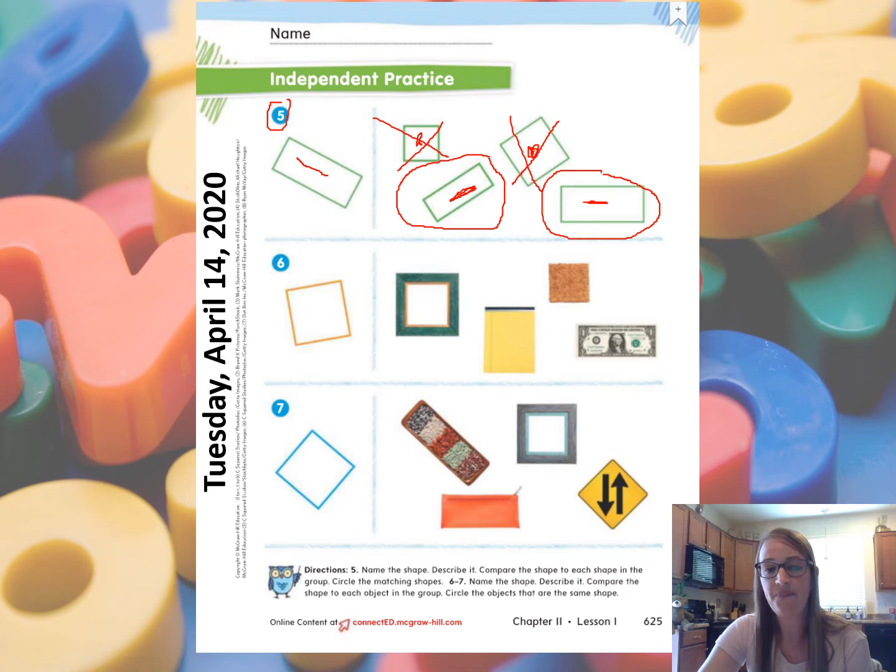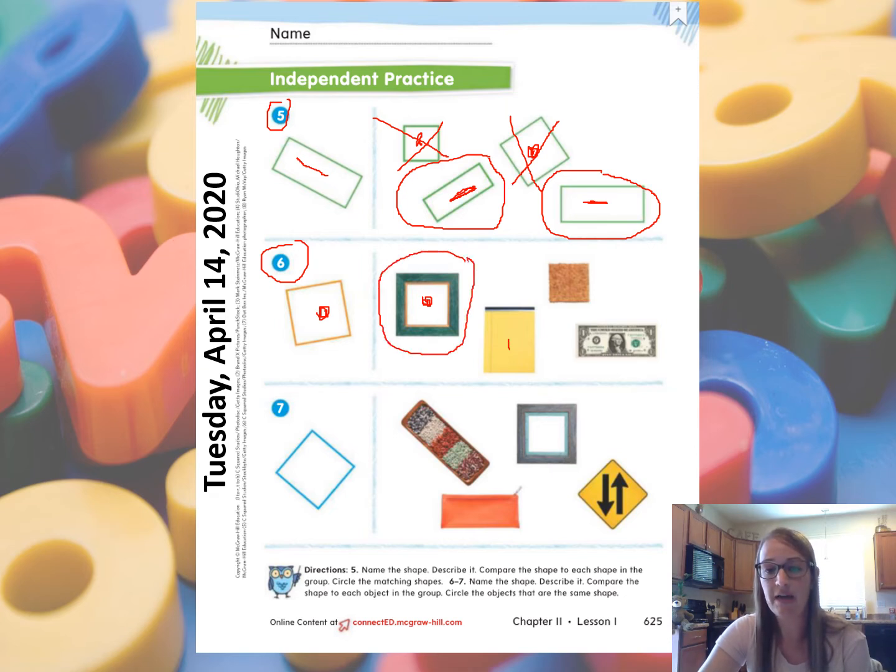We're going to do the same thing on number 6 now. Tell me the name of the shape, kindergartners. It is a square. We know it's a square because it has 4 sides that are equal and 4 vertices. Let's look at the objects. Is this a square? Yes, let's circle it, this picture frame here.